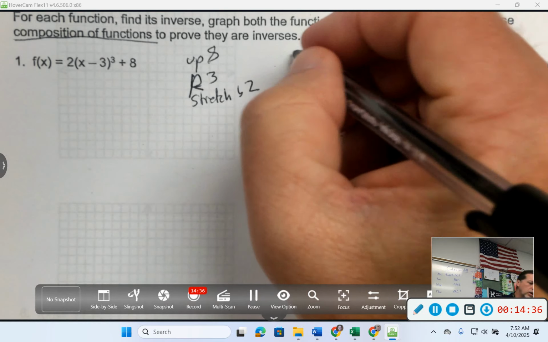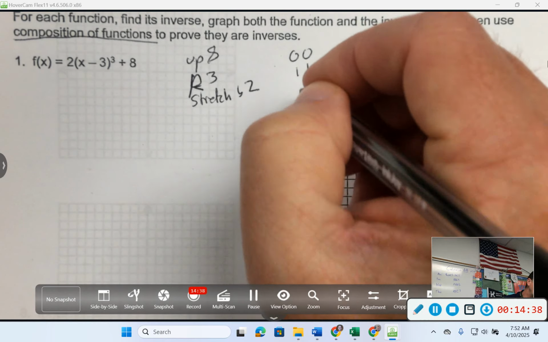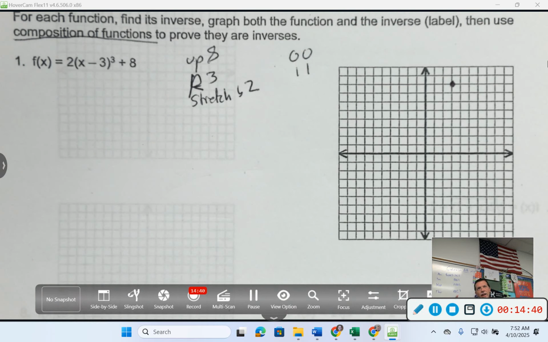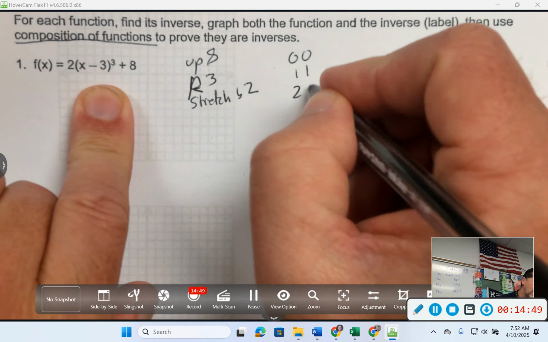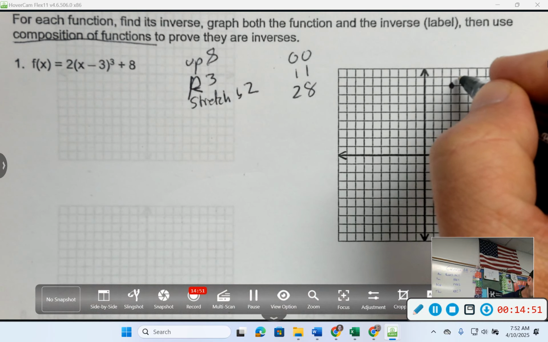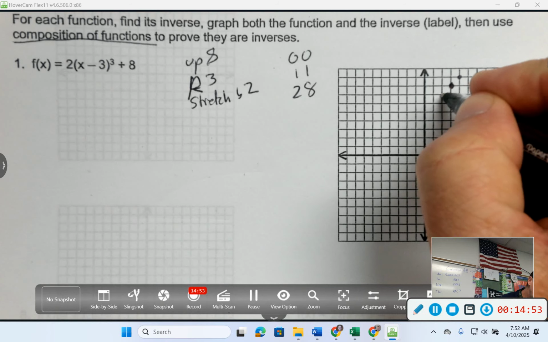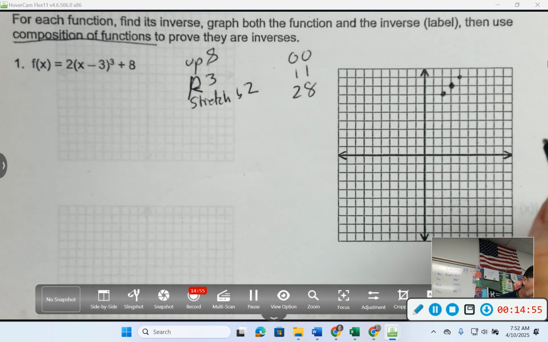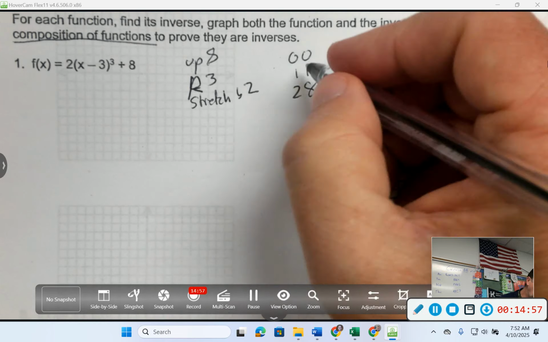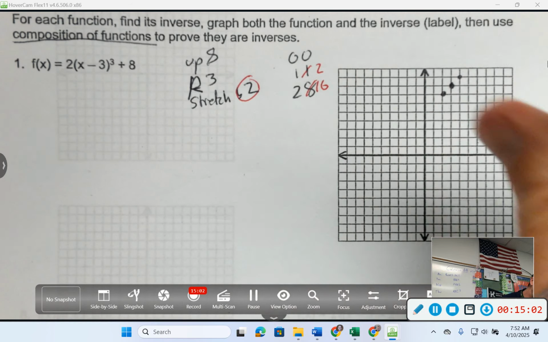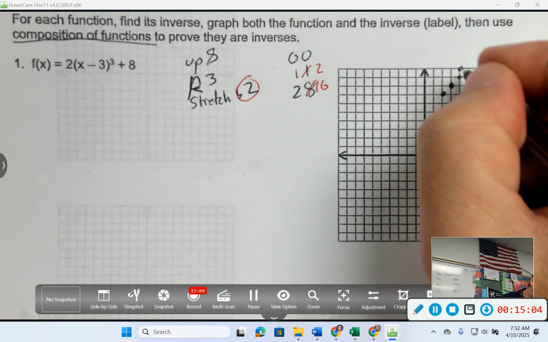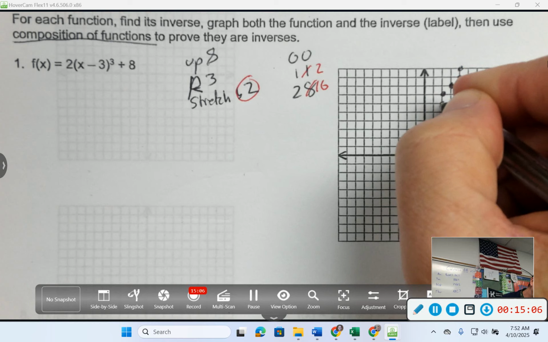Normally we go 0, 0, 1, 1. Is this a 2, 8 or an 8, 2 problem? 2, 8. Why 2, 8? Because you're cubing it, and 2 cubed is 8. Okay, so 1, 1, 1, 1. But isn't it stretched? Oh, it is stretched. Thank you. Good catch. Stretch by 2. So 1, 2 on either side.